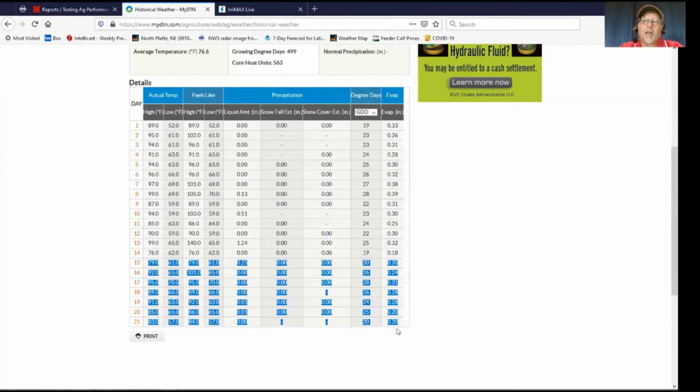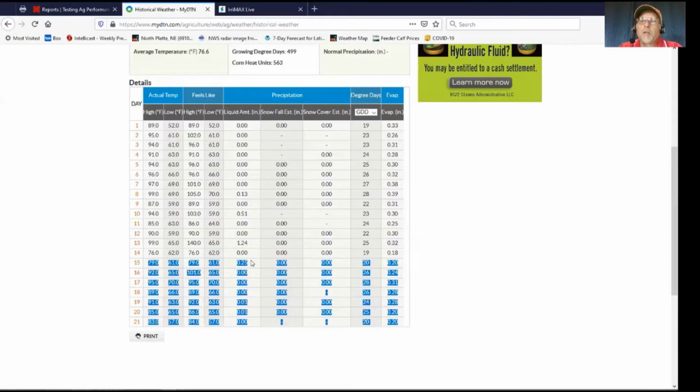Now that would be a reference ET. We need to multiply that by a crop coefficient. For irrigated corn at this point in time, it's 1.1. So actually our water use for the previous week was 1.9 inches. If we look at our rainfall amount, it looks like we had a 1/4 inch on the 15th.